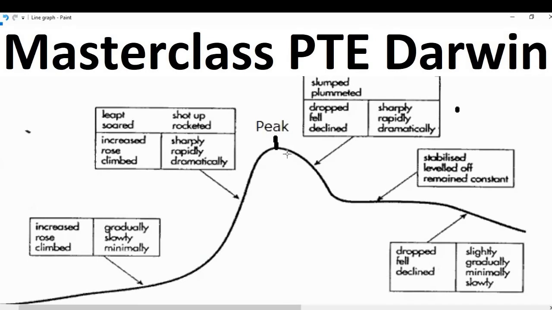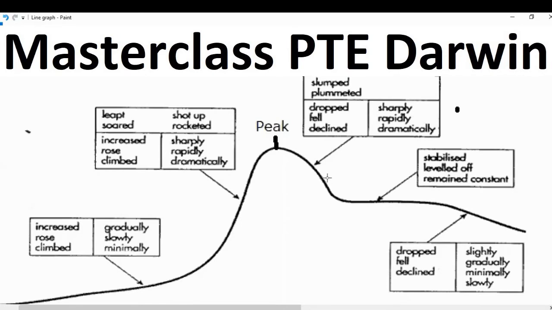And when it reaches the highest point, that is called the peak. When it goes to the highest point, we say it peaked. Suppose it peaked in 2003. Okay, and then you see again it's going down. This is called decline.